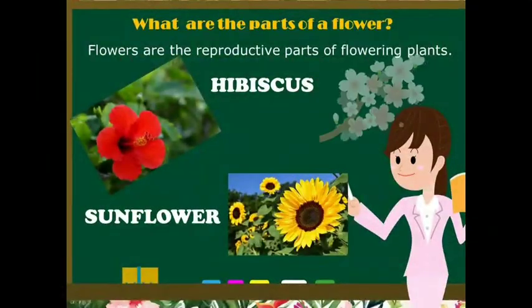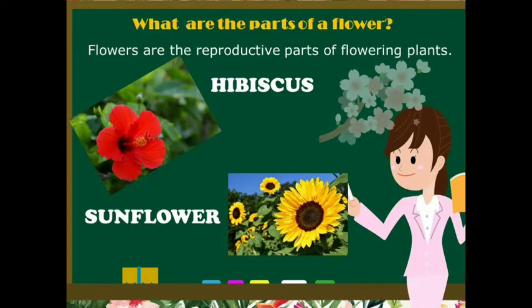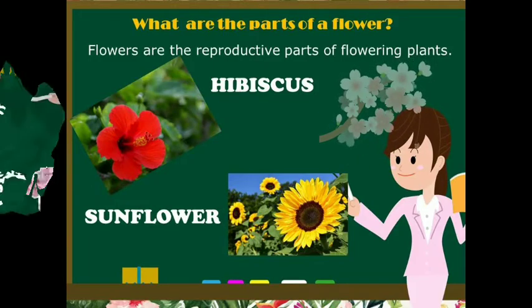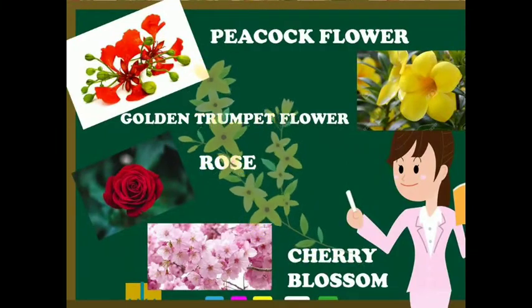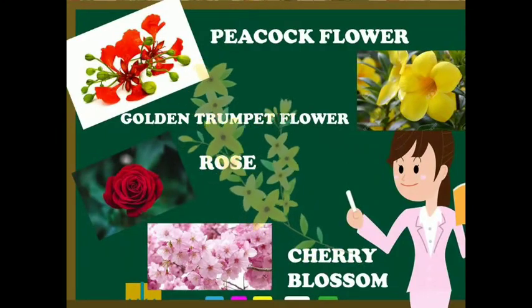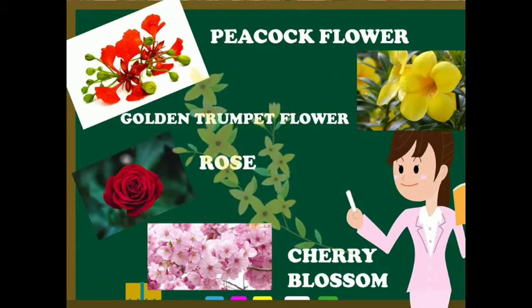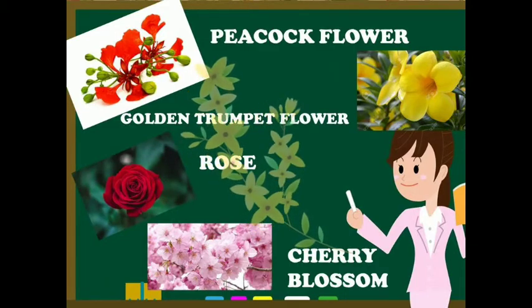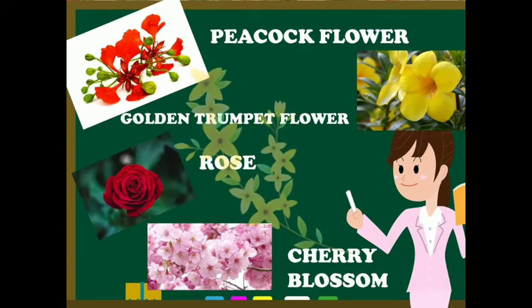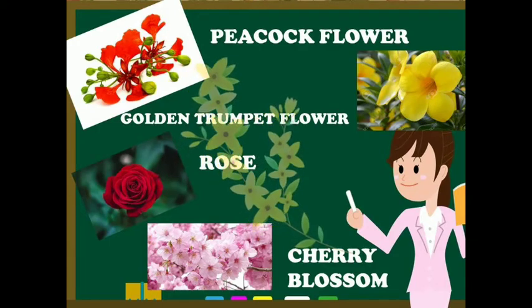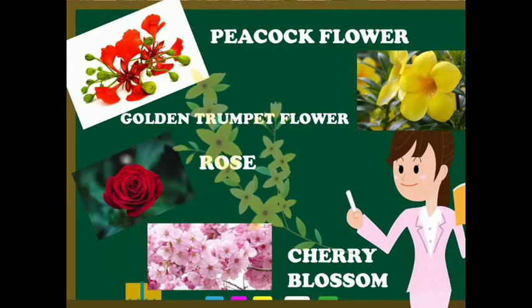Okay, here I give you some kinds of flowers. Flowers are the reproductive parts of flowering plants. They are hibiscus, sunflower, peacock flower, golden trumpet flower, rose, and cherry blossom. These are only a few examples of flowers. You can find more kinds of flowers besides these.